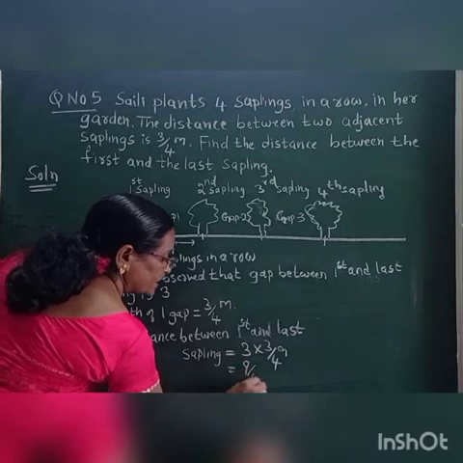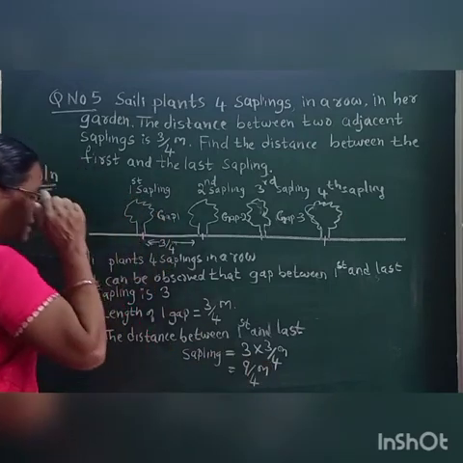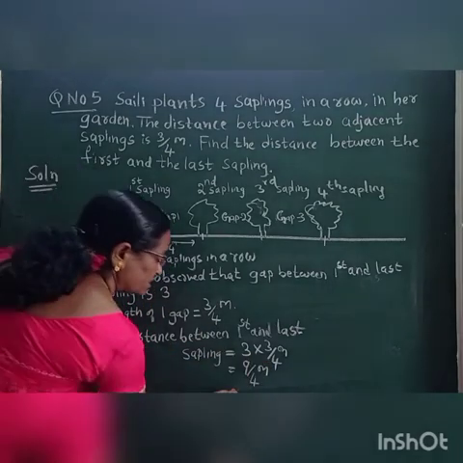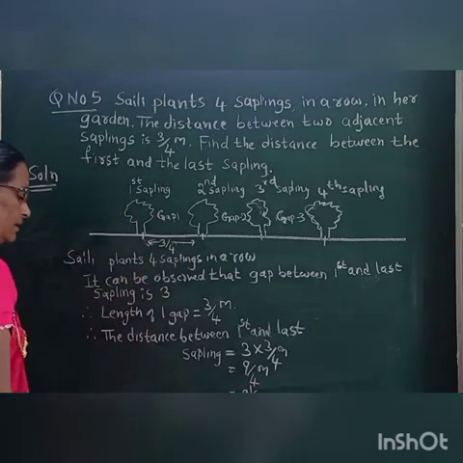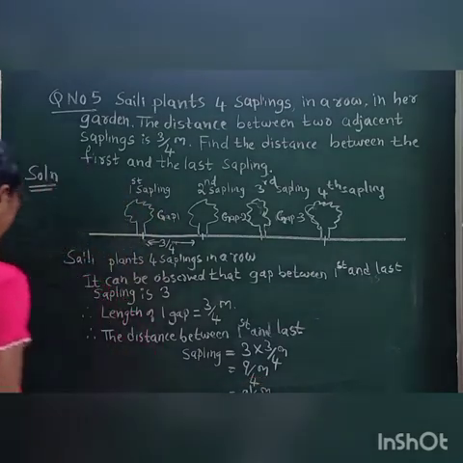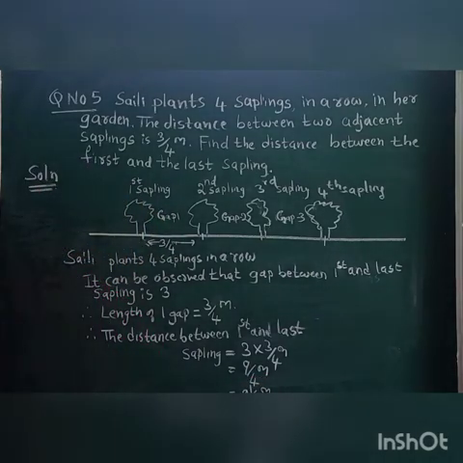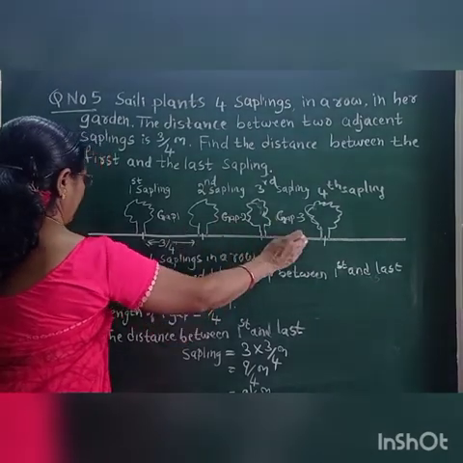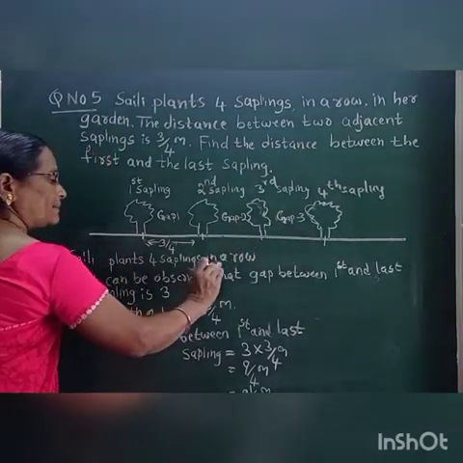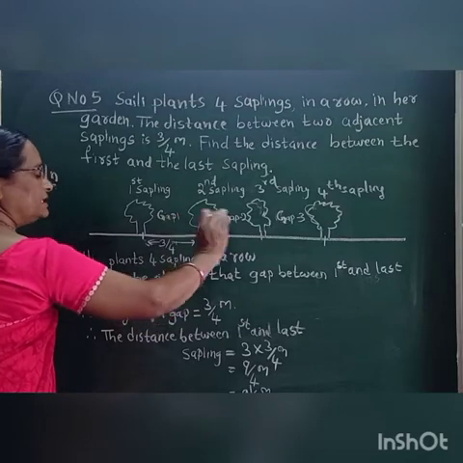3 into 3 is 9. 9 by 4 meters. Convert into mixed fraction. 4 2s are 8. 1 by 4 meters. Means 2 integer 1 by 4 meters. So here 4 saplings are there. 3 gaps are there. 4 saplings are there in one row and 3 gaps are there.